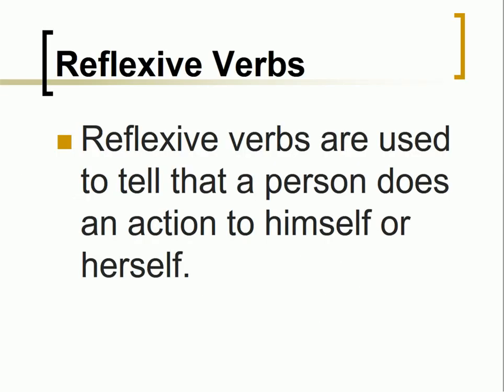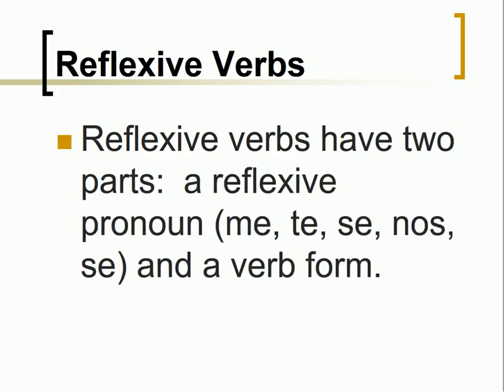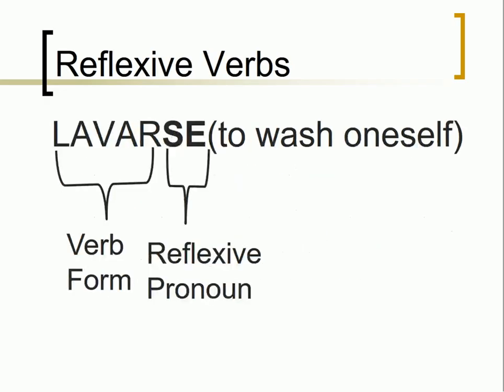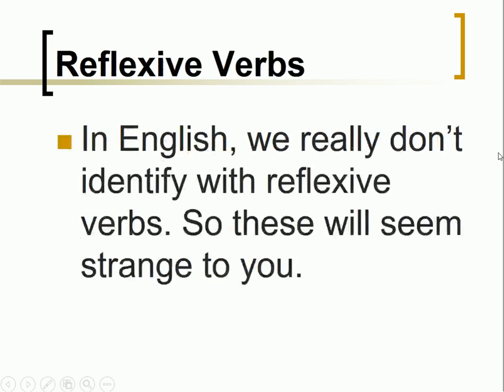First, let's review reflexive verbs. Reflexive verbs are used to tell that a person does an action to himself or herself. They have two parts, a reflexive pronoun, me, te, se, nos, y se, and a verb form. For example, this is the verb form, lavar, and then the se is a reflexive pronoun. That's how you can identify if a verb is reflexive or not. So lavarse means to wash oneself.